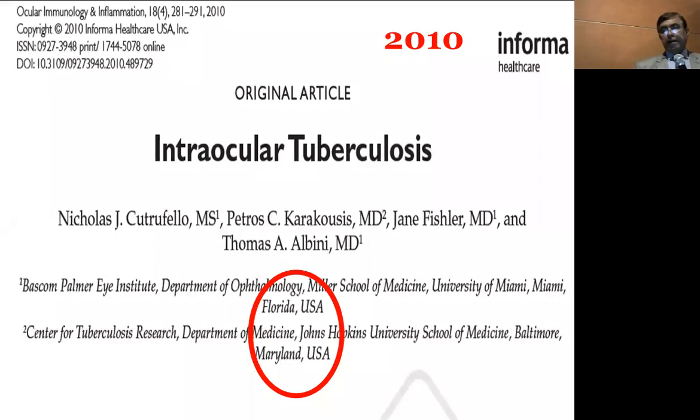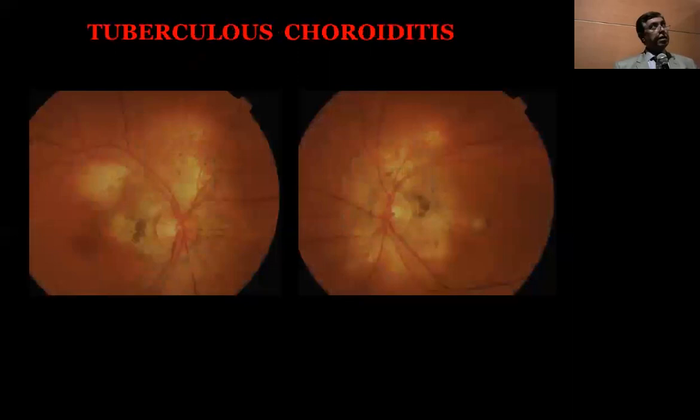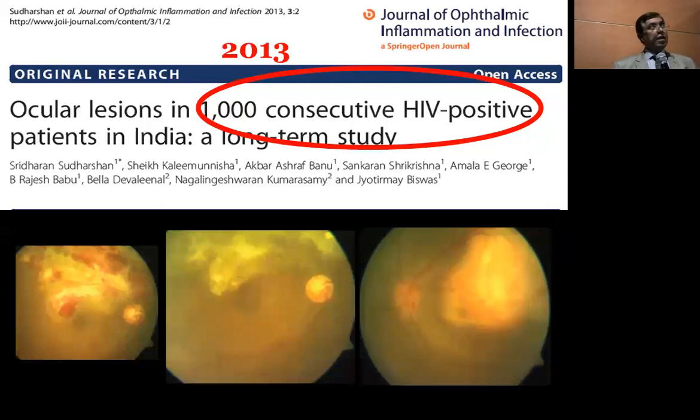Intraocular tuberculosis in this paper, 2010, again from USA. Tuberculoma, look at the scar of the tuberculoma. Again, tuberculoma choroiditis, exudates, and everything. And this is a very nice paper, 2013, I think from India, and it is about 1,000 consecutive HIV positive. Remember, we were saying TB resurgence with HIV epidemic. 1,000 patients who had HIV, and look at the ocular manifestations.